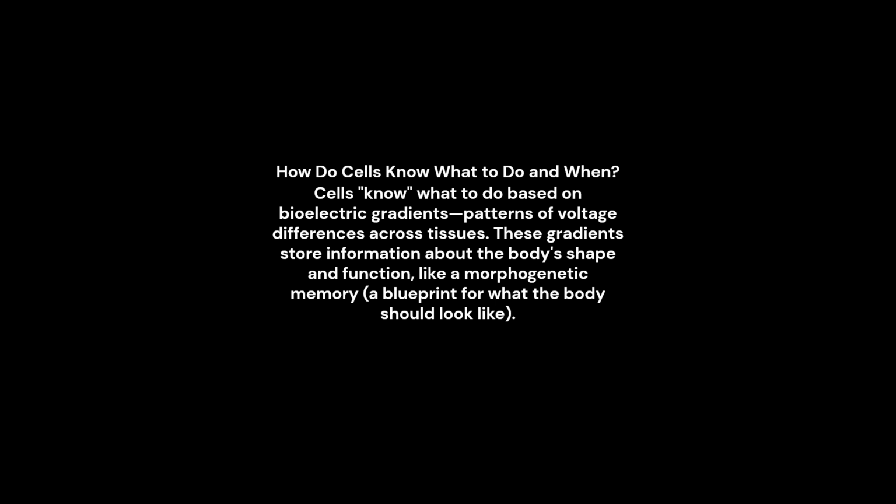How do cells know what to do and when? Cells know what to do based on bioelectric gradients, patterns of voltage differences across tissues. These gradients store information about the body's shape and function, like a morphogenetic memory, a blueprint for what the body should look like.